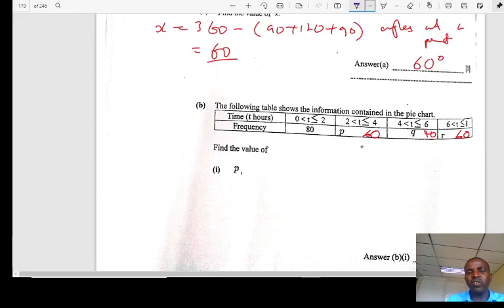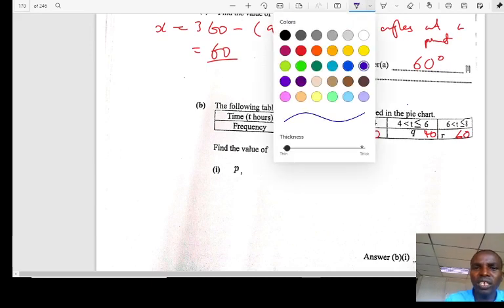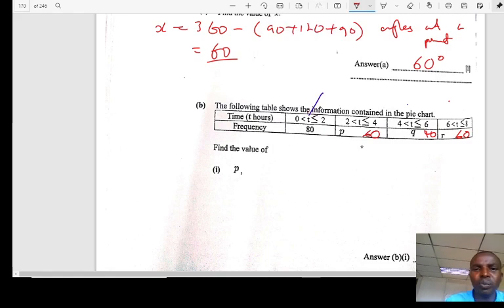First thing here, you have to calculate the midpoint on these top values, on the classes. Midpoint of 0 to 2: you say 0 plus 2 over 2, then you get 1. So the midpoint here is 1.